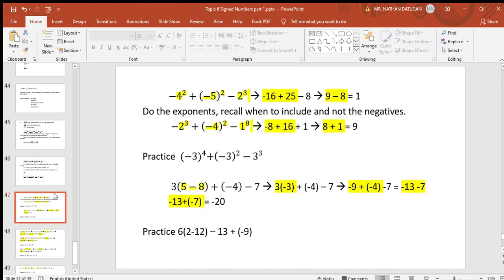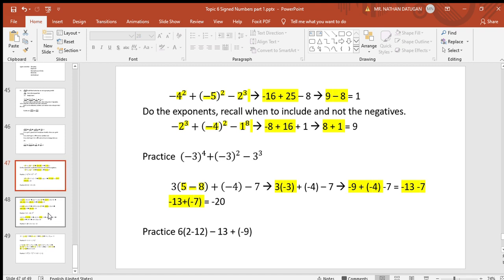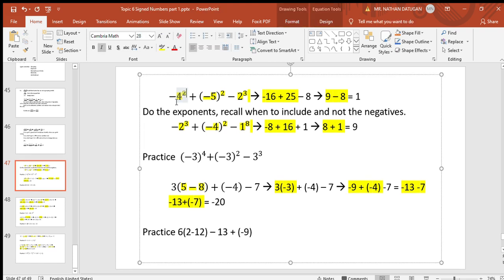Last, a few more practice problems, and then we'll end part 1. We have negative 4 squared plus negative 5 squared minus 2 cubed. Again, we'll do the exponents first. In this case, we have negative 4 squared. Is the negative inside a parentheses? No. So what do we do? Well, we're just going to ignore that first.